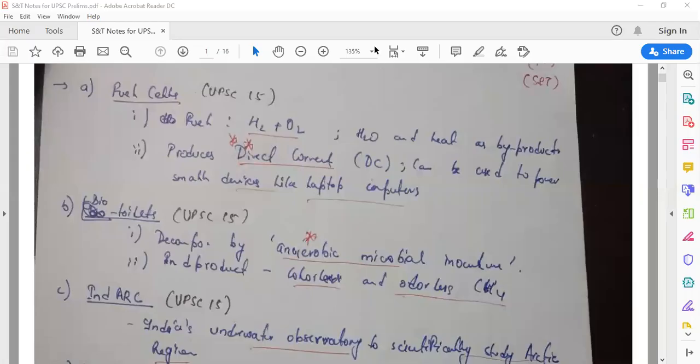Hello everyone. Just like I've shared my polity and environment notes, I'm in the process of sharing them, and I will also share my SNT notes. What does SNT mean? SNT means science and tech.